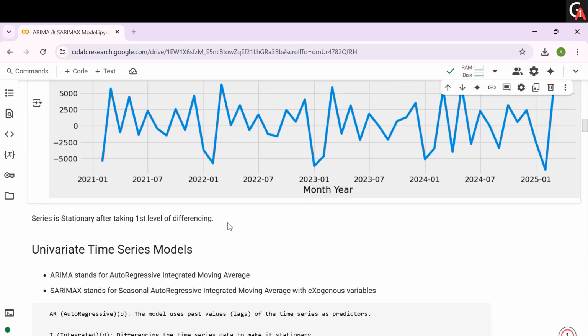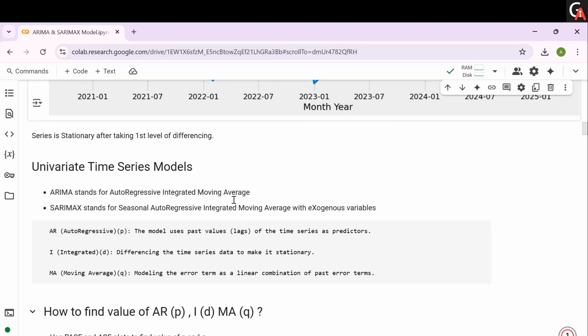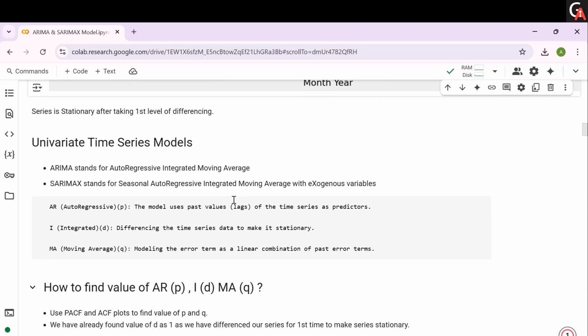Now there are various time series models available. In this video, we will be focusing on two: ARIMA and SARIMAX. So what do ARIMA and SARIMAX stand for? ARIMA means autoregressive integrated moving average, whereas SARIMAX means seasonal autoregressive integrated moving average with exogenous variables. Exogenous means having some external factors.